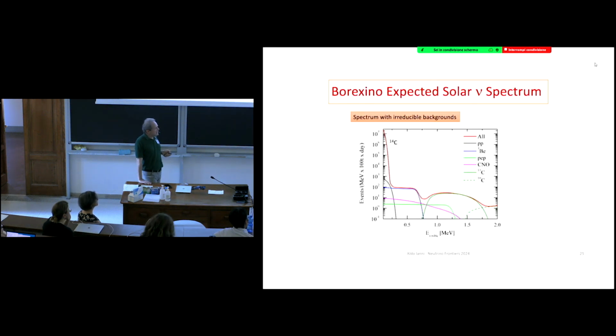Okay, this is the spectrum expected in a detector such as Borexino with irreducible backgrounds. For example, carbon-14, it's in the molecule itself, so it's irreducible. It can be reduced, as it was done, using this organic scintillator made from oil, because in oil you have aged carbon, and so the ratio between carbon-14 to carbon-12 can be even a million times smaller.